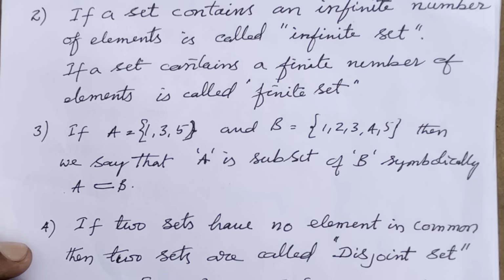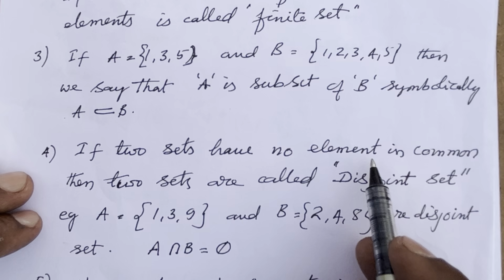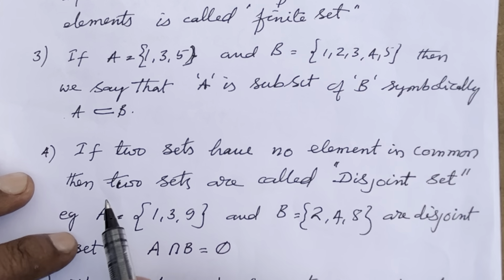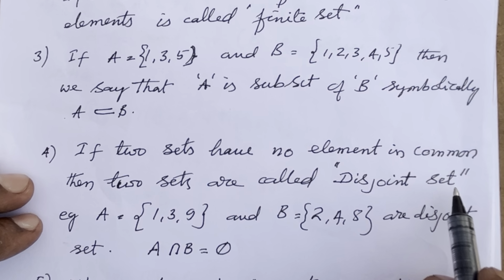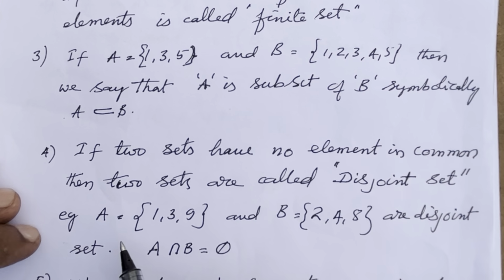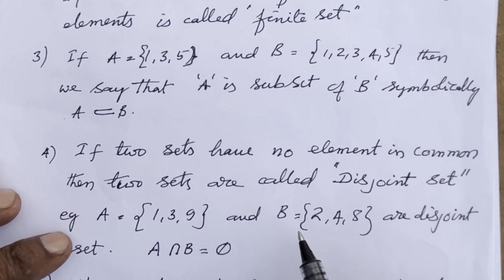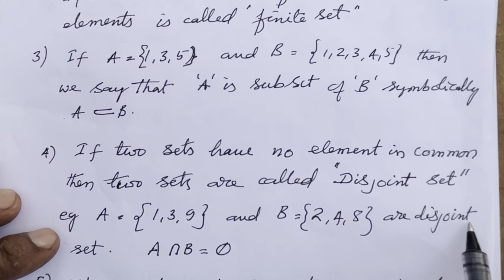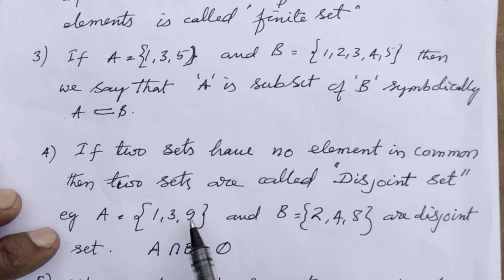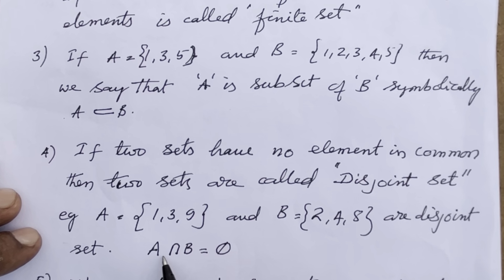Now the next one, if two sets have no elements in common, then the two sets are said to be disjoint sets. This is one interesting concept in the sets. That means in the set A, we are having 1, 3, 9. In the set B, we are having 2, 4, 8. These are disjoint sets. No common elements here. 1, 3, 9 are different. Here 2, 4, 8 are different. So we can consider A intersection B is equal to null.